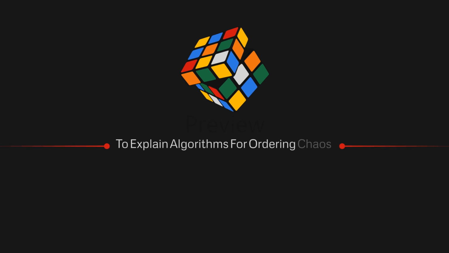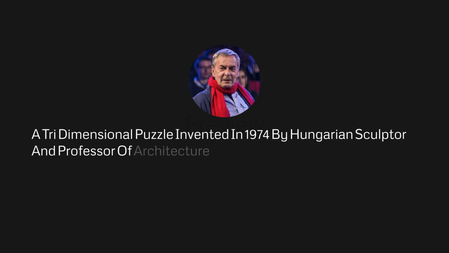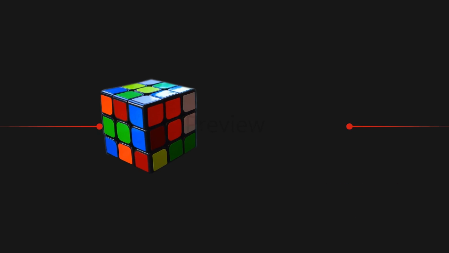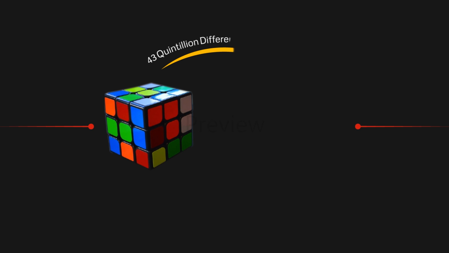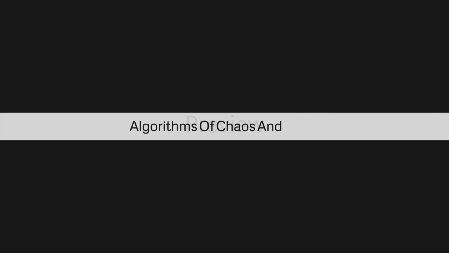Rubik's Cube. To explain algorithms for ordering chaos, we use the first cousin of the uCube, the Rubik's Cube, a tri-dimensional puzzle invented in 1974 by Hungarian sculptor and professor of architecture Erno Rubik. This puzzle, the most successful ever, has sold 300 million copies since its inception and has an astonishing 43 quintillion different possible configurations of chaos and only one solution of order. Algorithms of chaos and order.